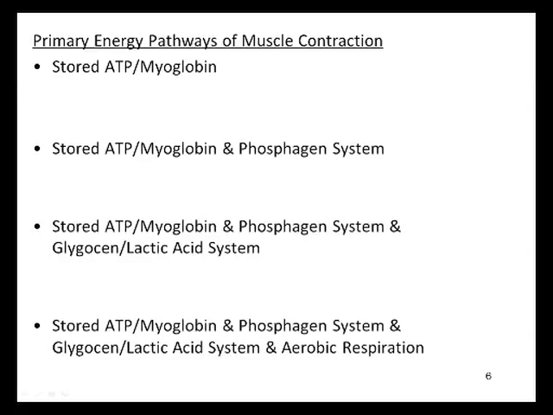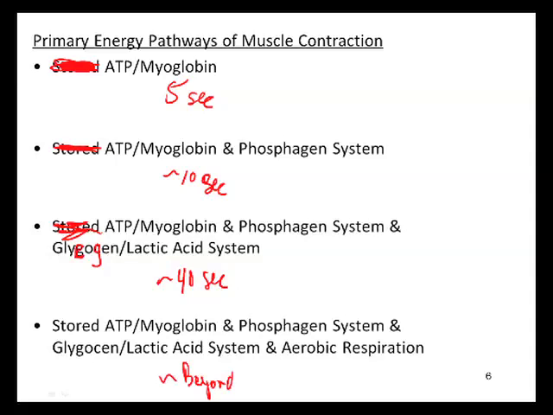All right, so this is just kind of a summary. Okay, we don't store ATP. I haven't modified this slide yet, but there may be a little bit of ATP that had just been made that can be used. That's part of that 5 seconds. And then we throw in the phosphagen system. That gives us upwards of 10 seconds. This is kind of cumulative, each line here. Oh, those are reversed. We need to really edit this slide. Glycogen lactic acid system, that's upwards of 40 seconds. And then this is roughly beyond 40 seconds.